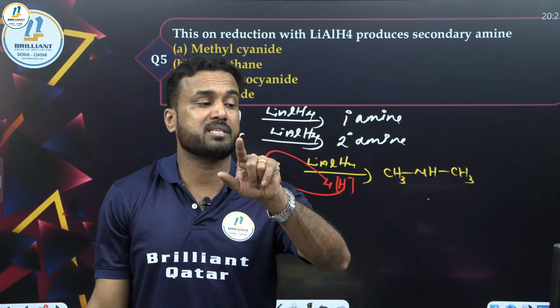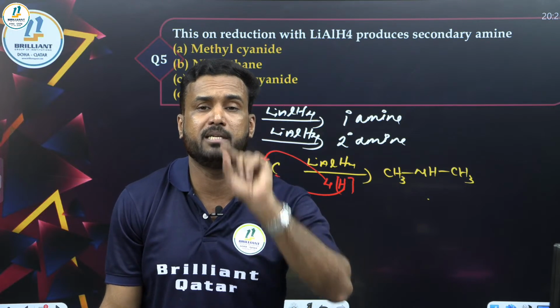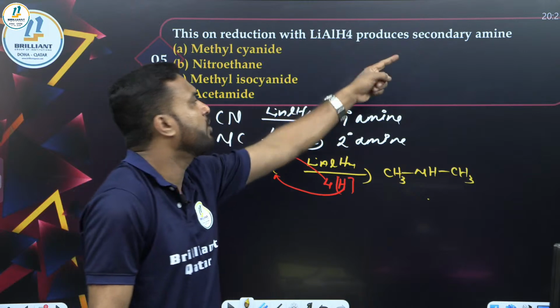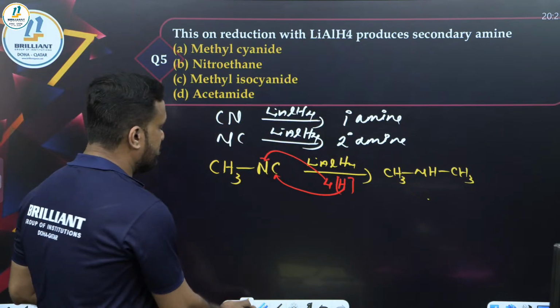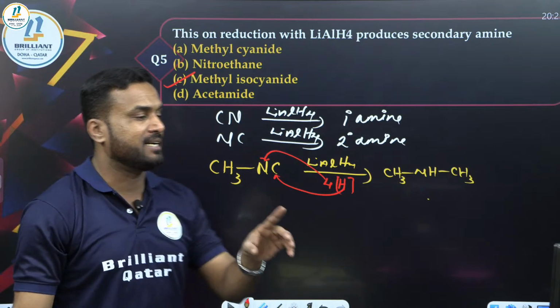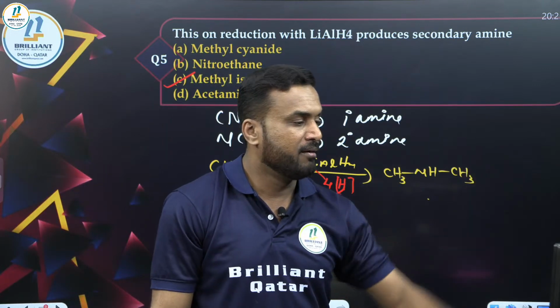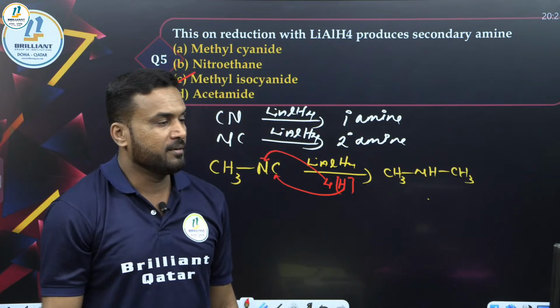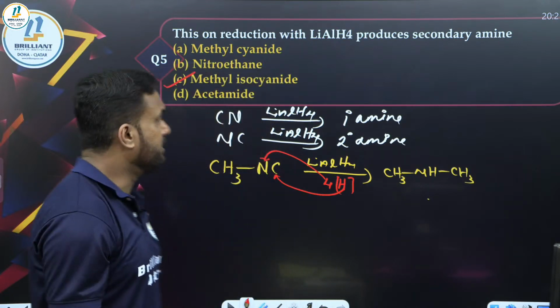So whenever an isocyanide reacts with the reducing agent lithium aluminium hydride, you will always get a secondary amine, no doubt. So the correct answer is methyl isocyanide, the only isocyanide given in the options. So the correct answer is option C. Well done, Atul, Satvik, all are there.